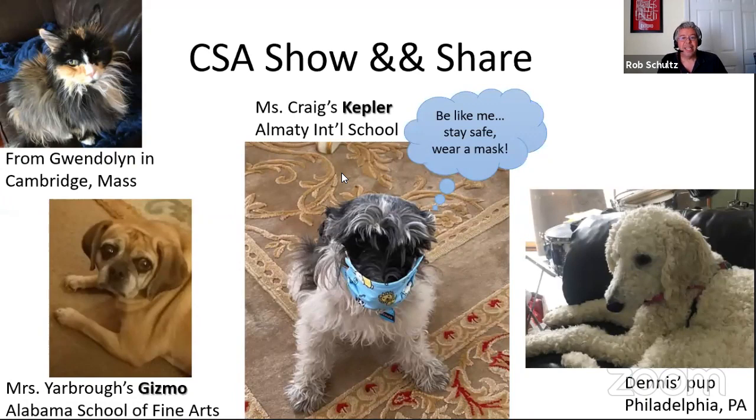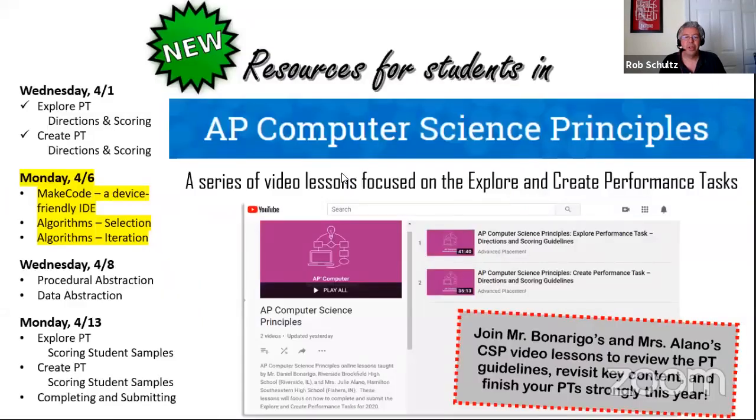All right, here's our CSA show and share for today. We love hearing from the students that are in our virtual classroom. And so as always, we look forward to seeing pictures of your pets. We have an adorable cat from Gwendolyn in Cambridge, Massachusetts. We're looking at Gizmo from Mrs. Yarborough's class at the Alabama School of Fine Arts. We have Kepler that's showing us that we need to stay safe and wear a mask, and I do love the mask. And then we have Dennis's pup from Philadelphia, Pennsylvania. So thank you all for sharing all of that with us.